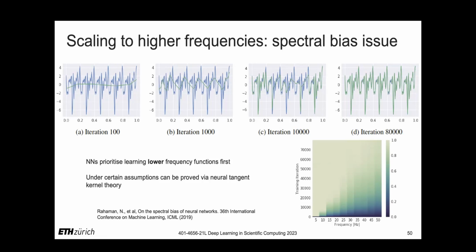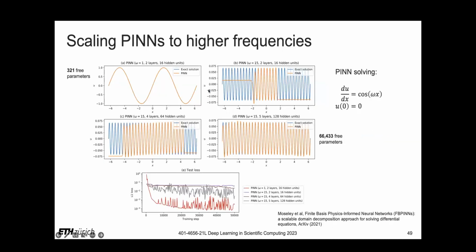Okay, so this is basically happening in here. As well as having this expressivity issue where we need more parameters, we also have this spectral bias, which is making the problem even harder on top.